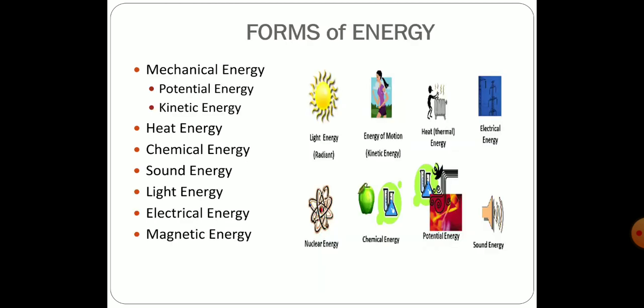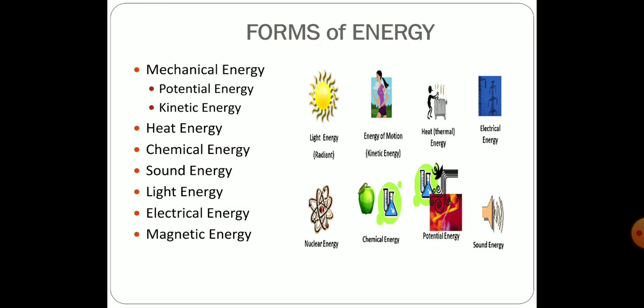Okay. Now, what are the different forms of energy? Mechanical energy. In that you have potential energy, kinetic energy, heat energy, chemical energy, sound energy, light energy, electrical, magnetic energy. Kinetic energy is motion, energy of the motion is called kinetic energy. Look at the pictures, one by one I am telling. The next one is the heat energy, means the thermal effect of the heat energy. Electrical energy, electric lines. Then the nuclear energy, from the nucleus of the atom.